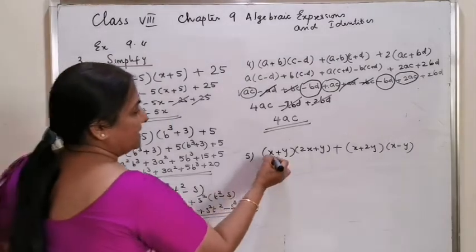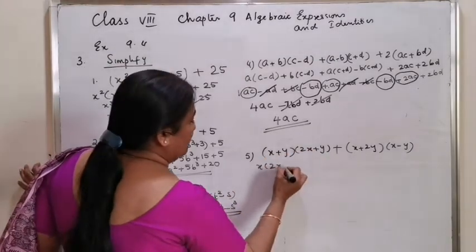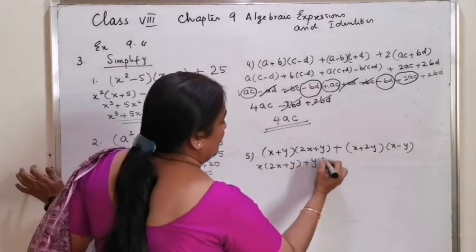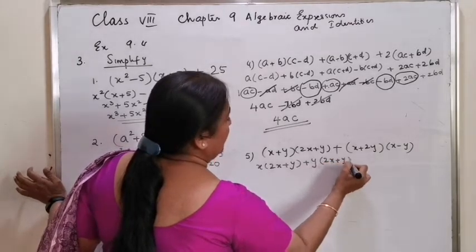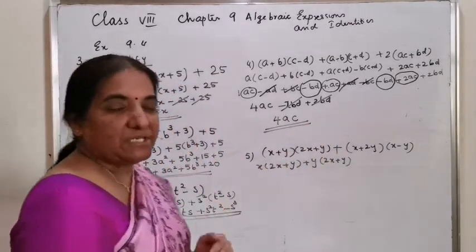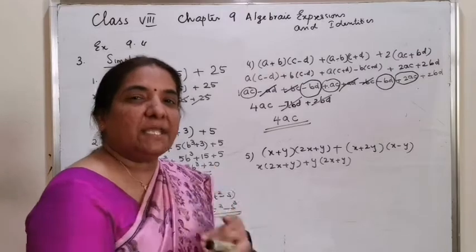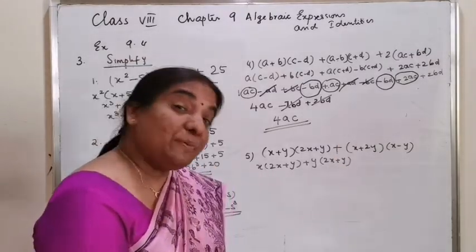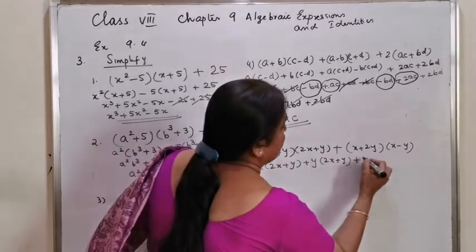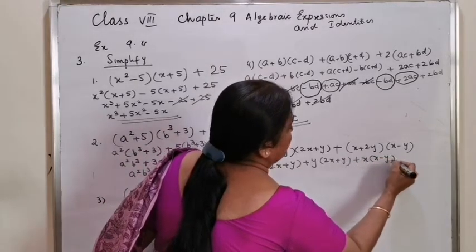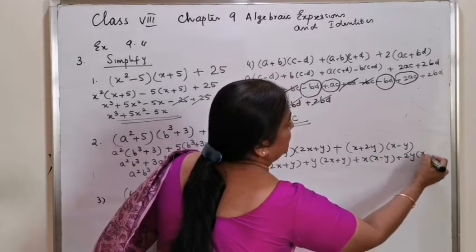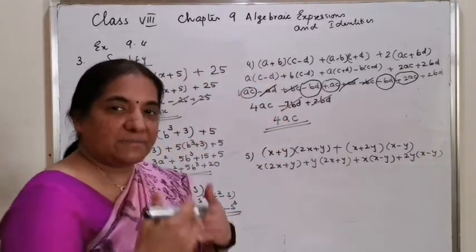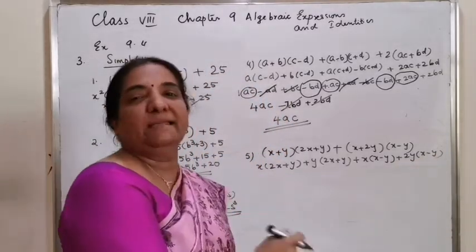Next one, x into 2x plus y, into 2x plus y. By this time you must have increased your speed in writing. Say in your mind and write so that you can easily improve your speed also. Plus x into x minus y plus 2y into x minus y. Like I am saying now, say in your mind and write.